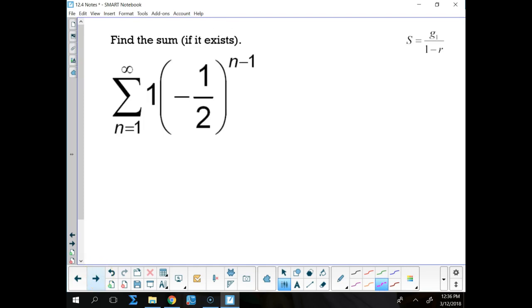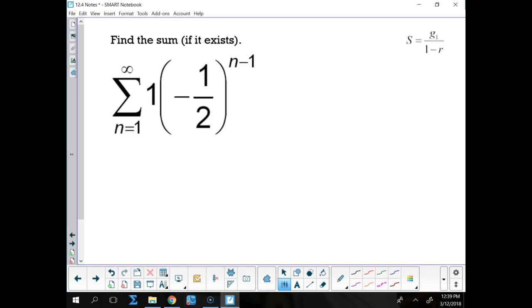Try that one. Infinite, not infinite. Infinite, right? Okay, because there's an infinity sign on top of my sigma. Question 2. R value. -1/2. Does that fall in my applicable R value range? Yes? Okay. So that means that I have a sum.